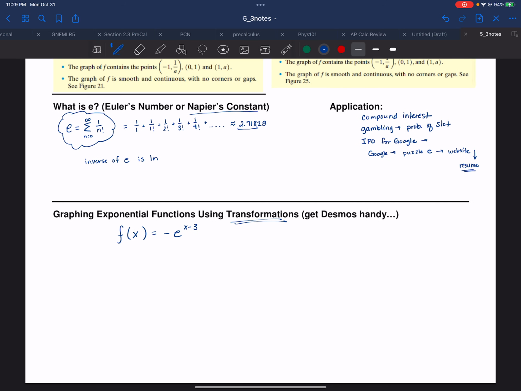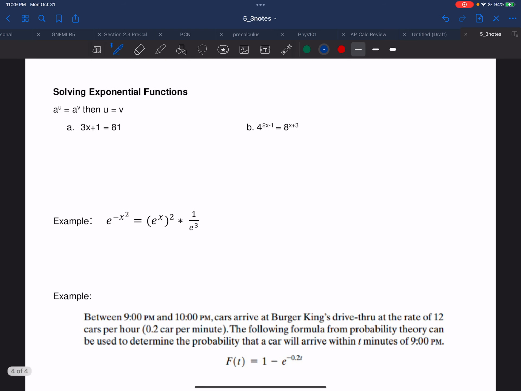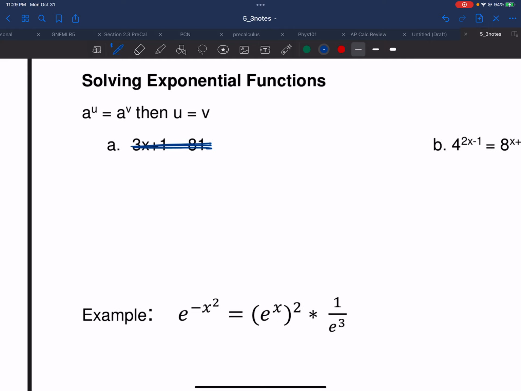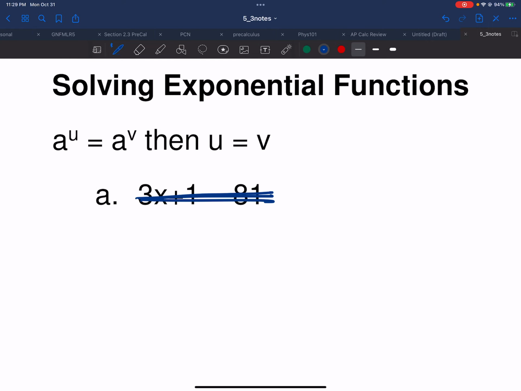All right, so now that we know a little bit about what e looks like when we graph it, and what some of the transformations look like, let's go ahead and, again, I apologize. I don't know why I'm having all of these typos. All right, solving exponential functions. Here's our kicker right here. If a to the u equals a to the v, then u equals v, which makes sense. If you have the same base and you have two powers, if the base to that power is equal to each other, then those two powers are equal to each other.